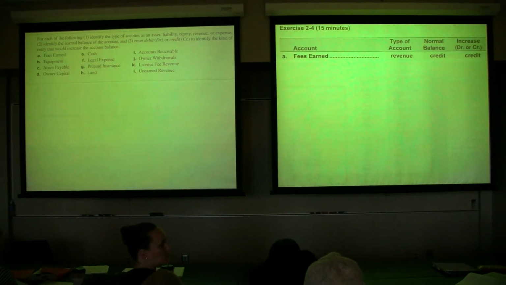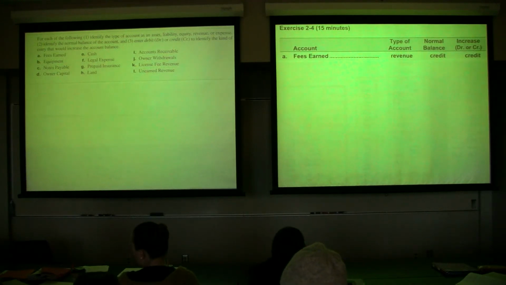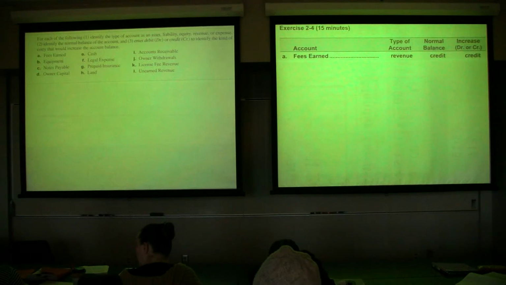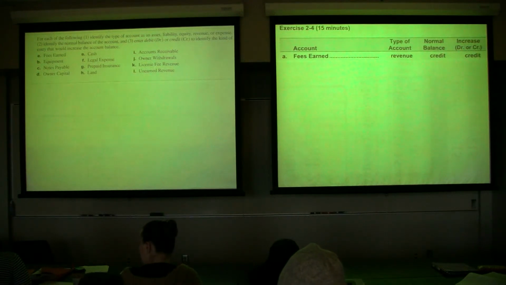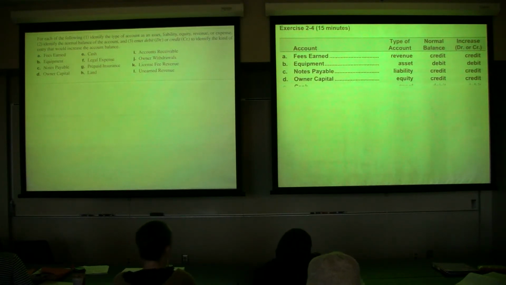To be clear, capital is one of those. There's capital, withdrawal, revenue, and expenses, all four of those are equity. And withdrawal is a negative equity. Oh, that's my problem, I put a plus sign. It's a negative equity. That makes sense now.